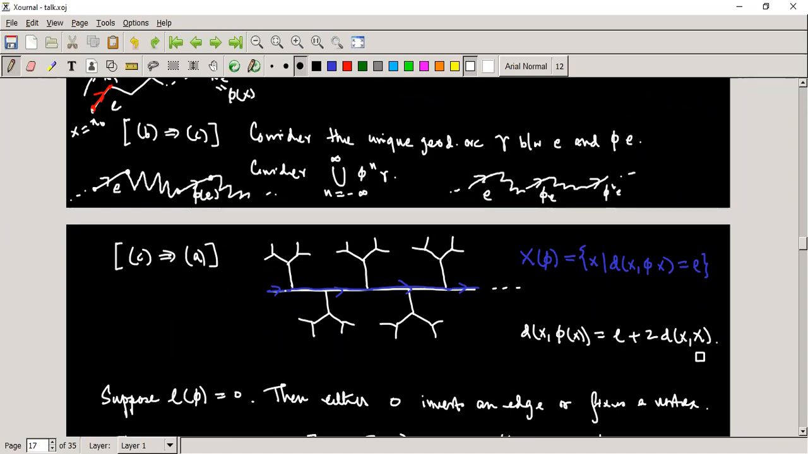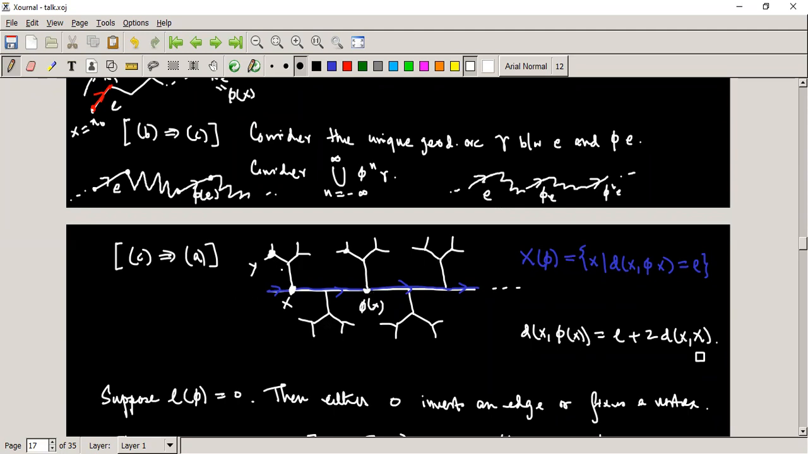Why is this true? Note that if you take any point here, x, and phi x is some point here, then x and phi x has to have a positive distance between, because phi is translating along this blue geodesic. So if you take any point and you then translate by phi, then it has to move away from x. So it has to have positive distance here. And any other point, if you apply phi, the distance is strictly bigger than this distance between x and phi x.